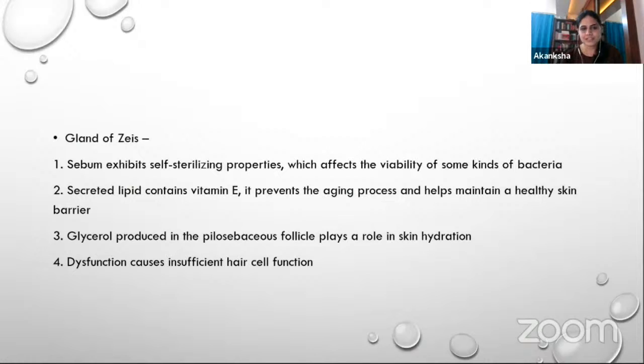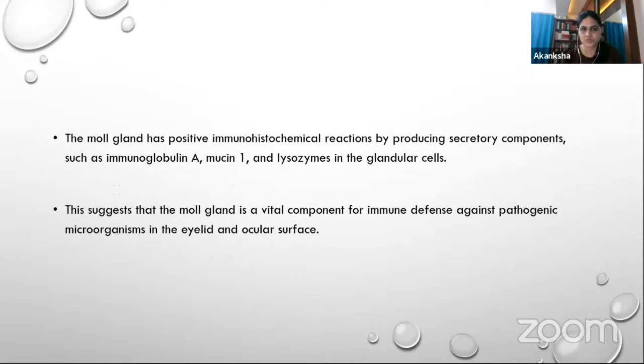So the sebum that is secreted by the gland of Zeis has self-sterilizing properties, as well as the secreted lipid. It contains vitamin E, and it prevents the aging process and maintains a healthy skin barrier. The glycerol that is produced by these follicles has some role to play in skin hydration, and the dysfunction of these glands can cause insufficient hair cell function as well.